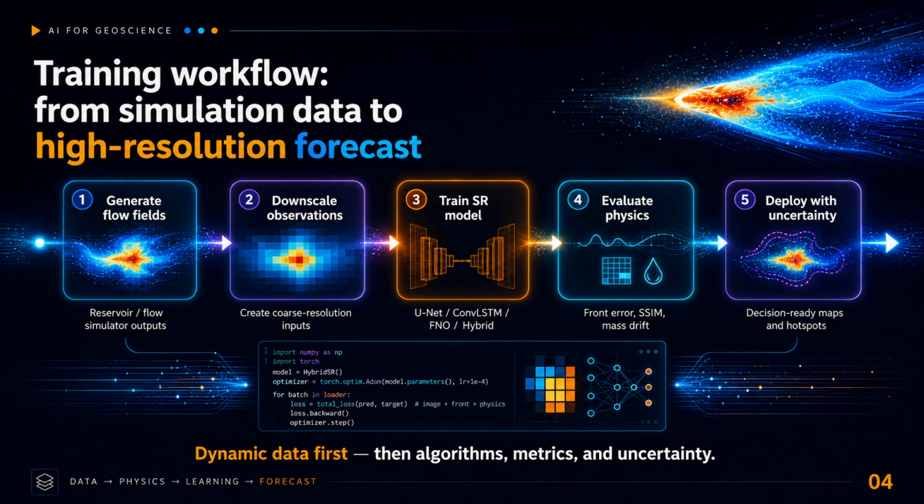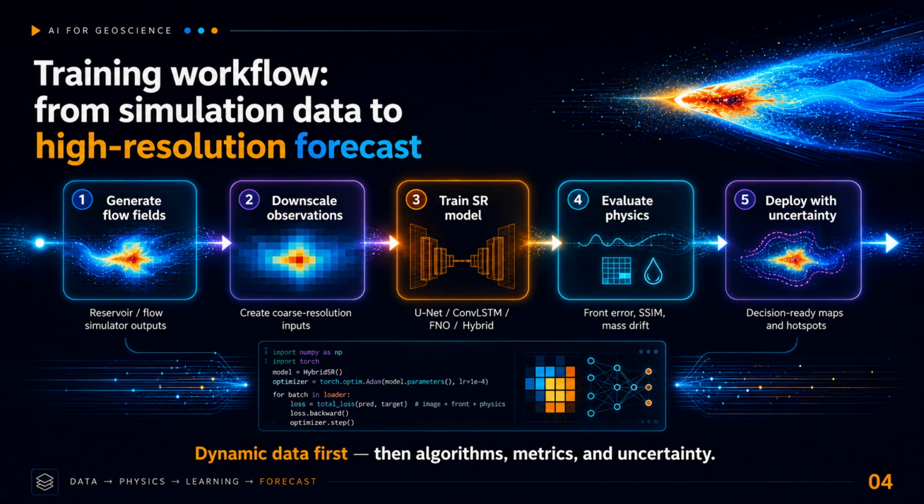This slide explains the full workflow in a very simple way. Step 1 is to generate flow fields. These can come from reservoir simulators, laboratory experiments, or synthetic Python simulations. Step 2 is to create coarse observations. This means we intentionally reduce the resolution, like converting a high-definition image into a blurry image. Step 3 is to train a super-resolution model. We can use different deep learning models, such as UNet, ConvLSTM, Fourier neural operator, or a hybrid model.